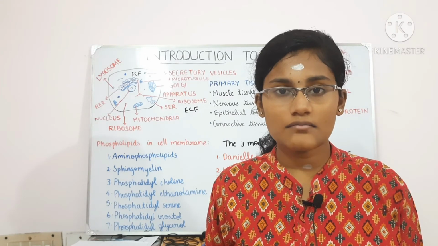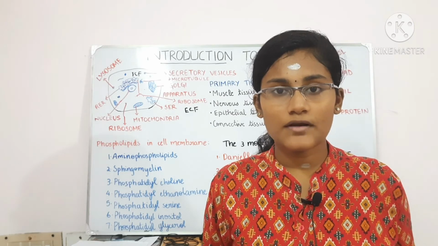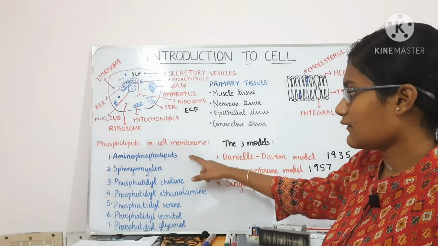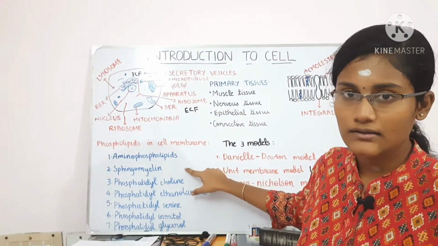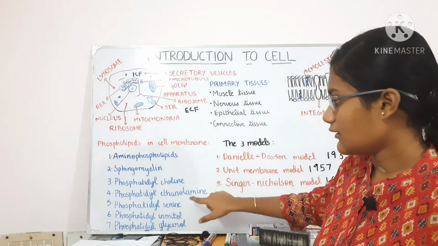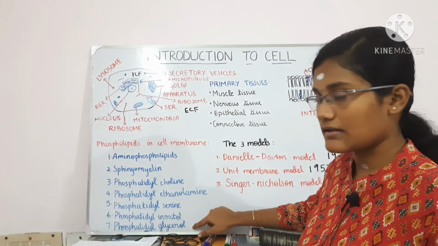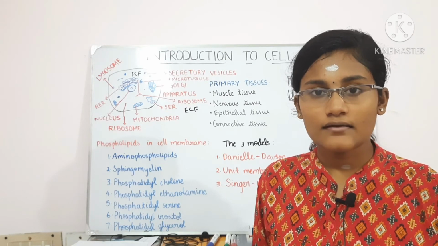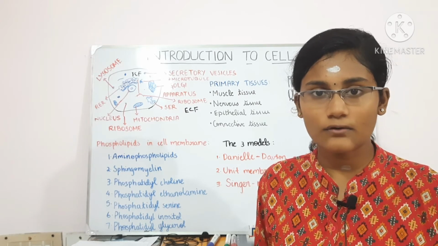So the lipid layer is mainly made up of phospholipids and cholesterol. There are some phospholipids which are present in the cell membrane. I will be naming them now. The phospholipids present in the cell membrane include the sphingomyelin, phosphatidylcholine, phosphatidylethanolamine, phosphatidylserine, phosphatidylinositol, and phosphatidylglycerol. So these are the phospholipids present in the cell membrane, and the phospholipid bilayer or the central layer is mainly made up of phospholipids and the cholesterol.